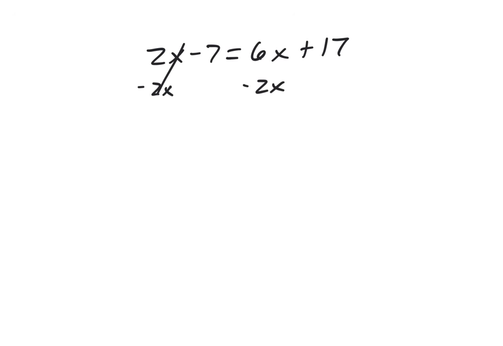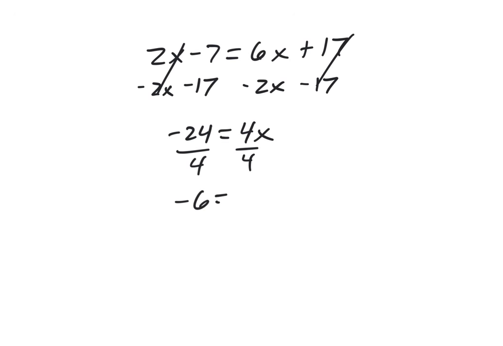Because I'm moving my x's to the right, everything else is going to go to the left. So we've got to move 17 over here. Once again, signs are really, really important here. Negative 7 minus 17. And then we can divide by 4. It's okay to leave it like that.